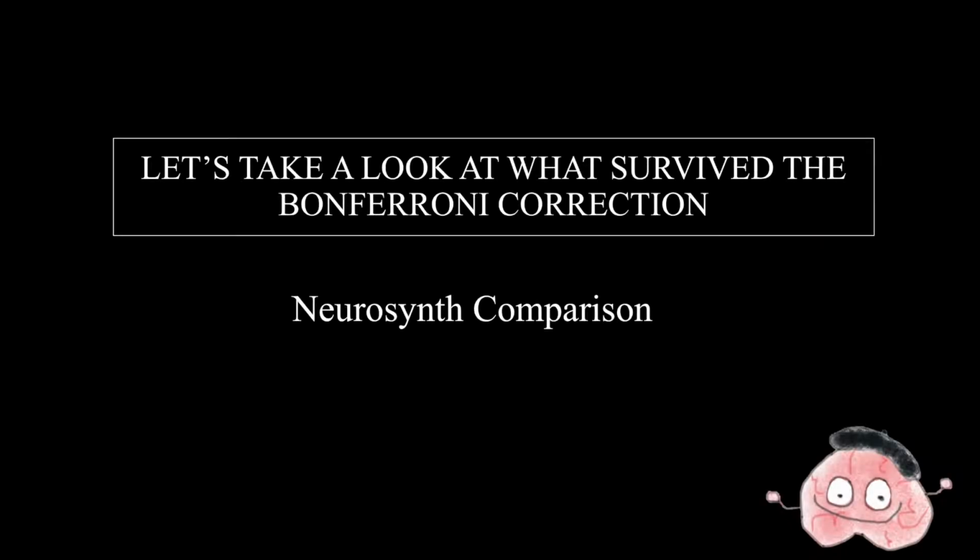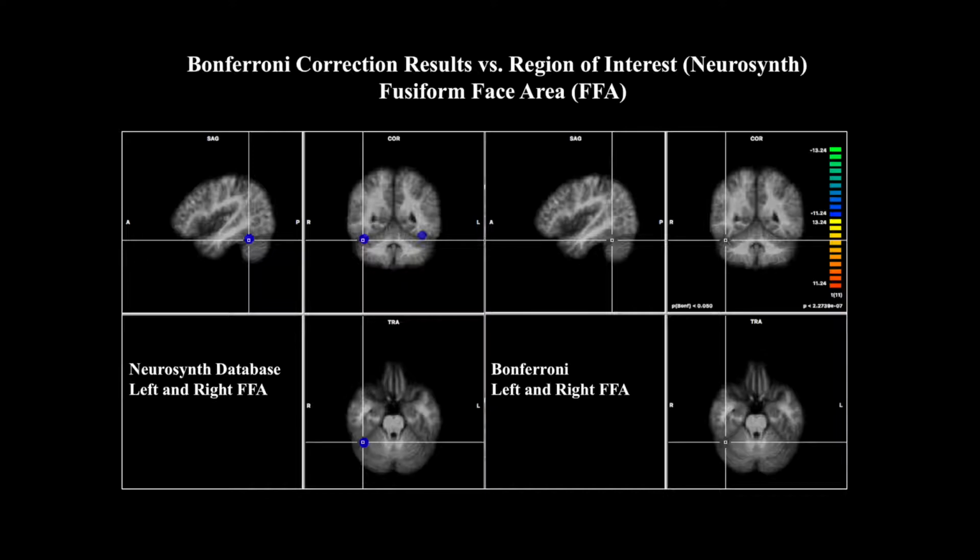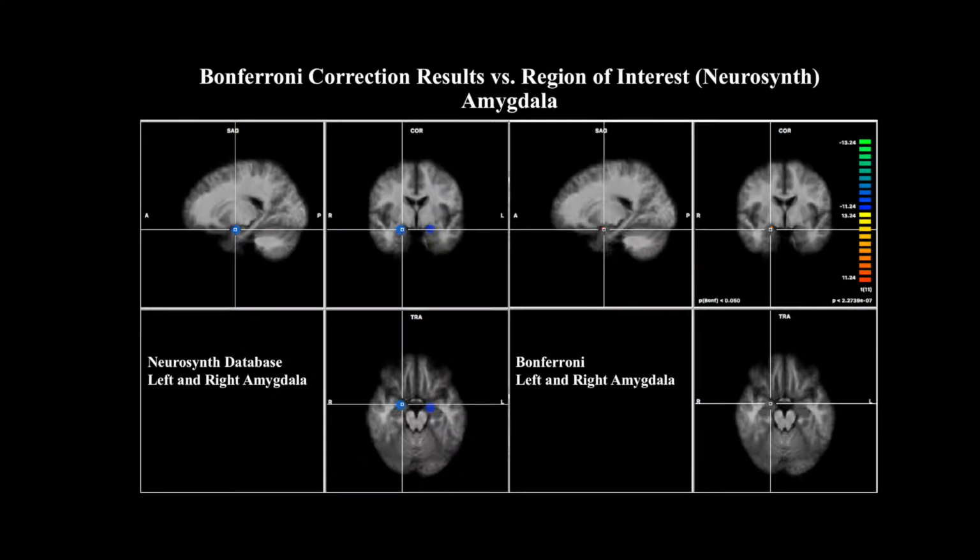Here, we will give you a closer look at the individual face areas and compare them to what survived the Bonferroni test. First, we will look at the fusiform face area, also known as the FFA. On the left, we have the NeuroSynth database, which shows what face areas are where, and on the right, we have what survived the Bonferroni test. As you can see, nothing survived. Now, we will look at the amygdala. On the left, we have the NeuroSynth database, and on the right, we have what survived the Bonferroni test. As you can see, nothing survived.